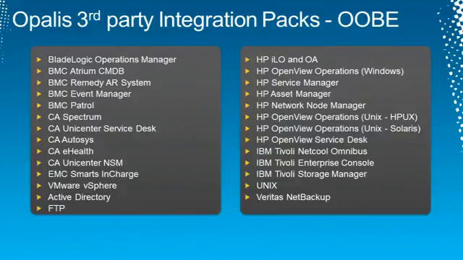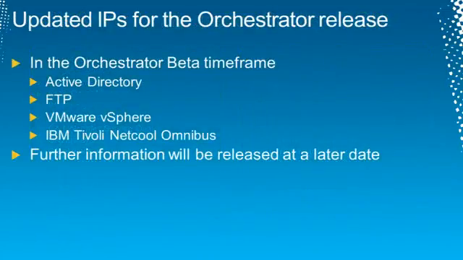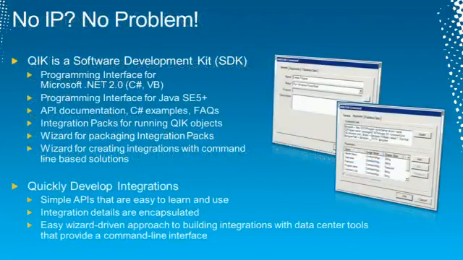All of these slides are available, including a lot that I have hidden in order to do lots of demo. So if you grab the slides, you'll see all the background stuff that is typically there. There will be 4 new IPs that come out in the beta timeframe: a new Active Directory version, a new FTP, a new VMware vSphere supporting 4.1, and IBM Tivoli Netcool/OMNIbus. There will be more information about IPs being updated in the future.